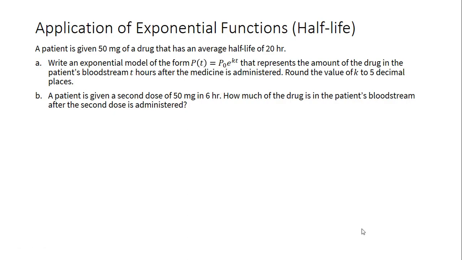In this video, we will look at an application of exponential functions related to half-life. A patient is given 50 milligrams of a drug that has an average half-life of 20 hours. We want to write an exponential model of the form P(t) = P₀e^(kt) that represents the amount of the drug in the patient's bloodstream t hours after the medicine is administered. Round the value of k to 5 decimal places.